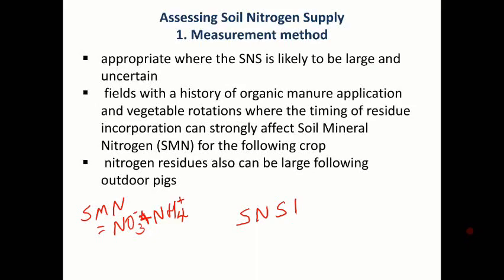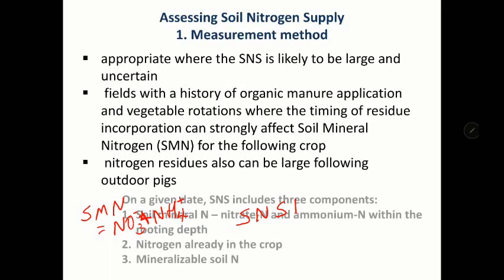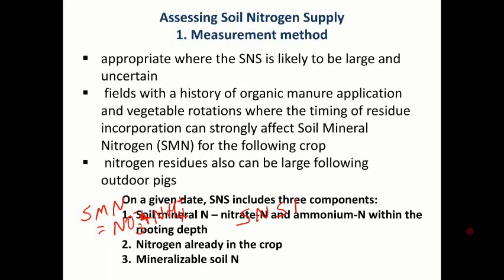So we're trying to estimate how much nitrogen will be supplied to the following crop, and part of that is actually measuring soil mineral N, but there's more to it than that. I've written over that bit, but on a given date, soil nitrogen supply includes these three components. The soil mineral N, nitrate N and ammonium N in the rooting depth. Any nitrogen already taken up by the crop, and then any what's called mineralizable soil N.